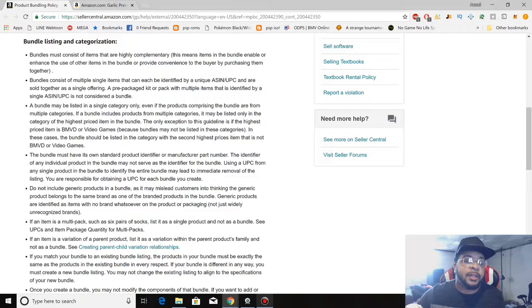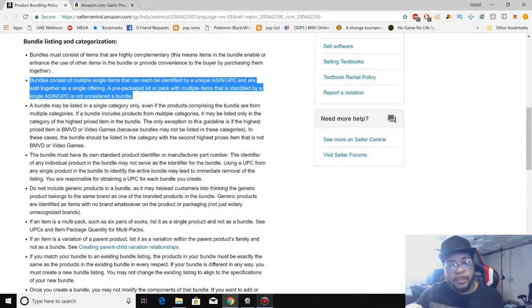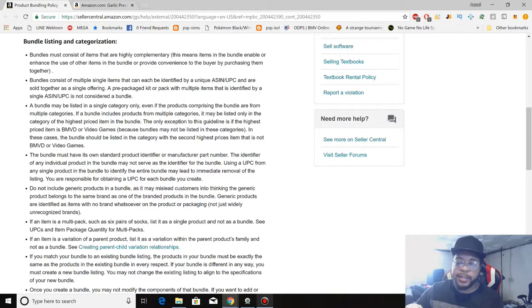Okay. Now, the next thing is bundles consist of multiple single items that can be identified by a unique ASIN or UPC and are sold together as a single offering. A pre-packaged kit or pack with multiple items that is identified by a single ASIN is not considered a bundle. So basically what this is telling us is that when you are creating your bundle, you have to keep in mind that if you are selling, let's say, a pack of socks, and let's just say it's a 3-pack of socks, well, it's all the same item, so it's not considered a bundle.